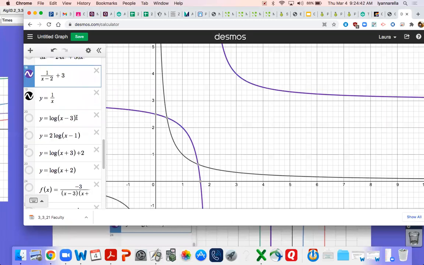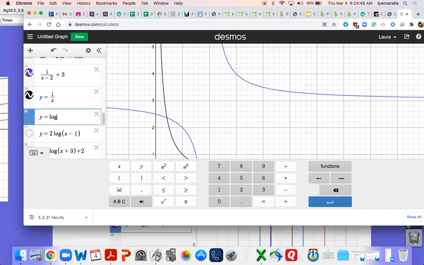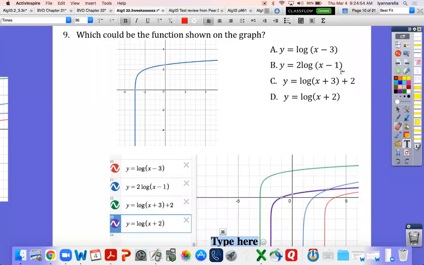So let me, y equals log x minus 3. So all you have to do, and then you close your parentheses. Make sure your parentheses are included too. If parentheses must be in the problem. So all you have to do is actually type the letters log and you'll get the graph. So again, remember I said this y-intercept has to be exact. All of these graphs look kind of close to it.